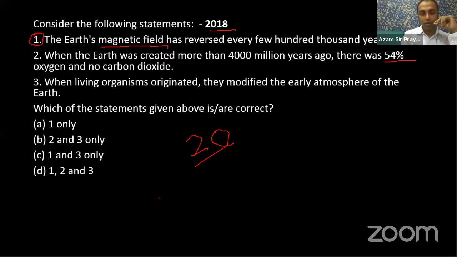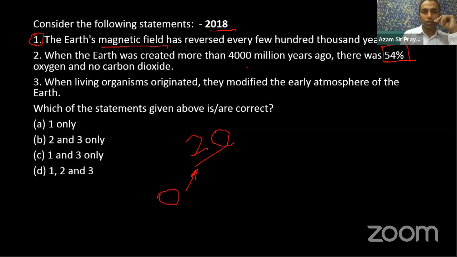And you can consider from a zero point, from a fraction of the percent, it increased to 20%. And we don't know what exactly was the percentage, because it has increased from a very small amount to 20%. But 54% was a deliberate statement given by the UPSC, and it is a wrong statement. So now a hint over here.